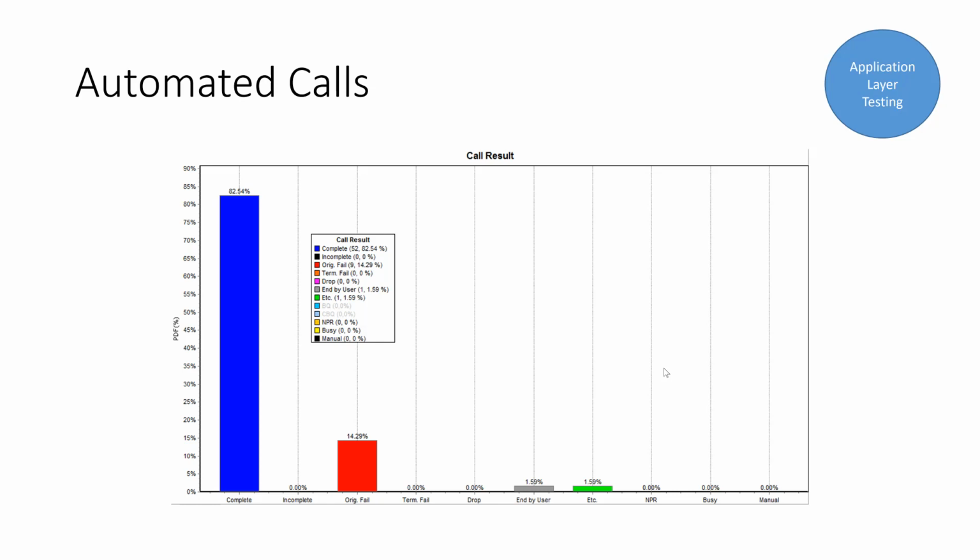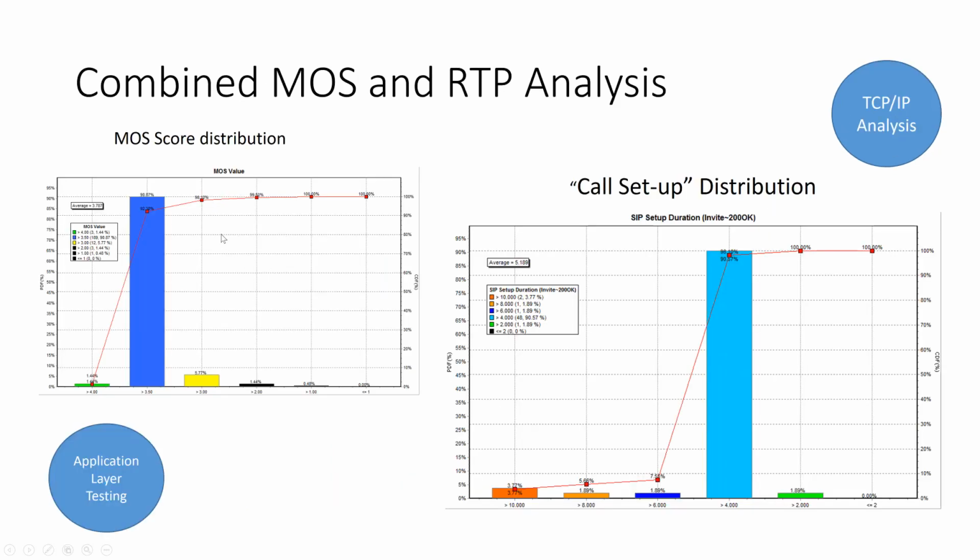From a reporting standpoint, we can talk about application layer testing. The first one is just very quickly, you can generate automated call results. So what percentage of the calls were complete? What percentage of the calls had origination failures? What percentage of the calls had drop calls? Things like that. We can look at how was the distribution of your MOS score? What percentage of your calls were greater than a score of 3.5, what percentage were greater than a 4.0 over the drive. And this one is the call setup.